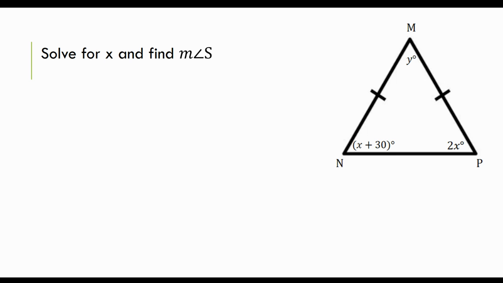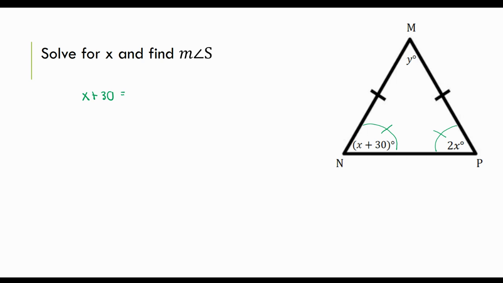So the fact is that we have 2 sides marked congruent in this picture. We have side MN and MP. So because those 2 sides are congruent, that means the angles directly across from them are congruent. Well, the 2 angles across are angle N and angle P. So this angle is congruent to this angle. Both of those have an x. So if they're congruent, I get to set them equal.